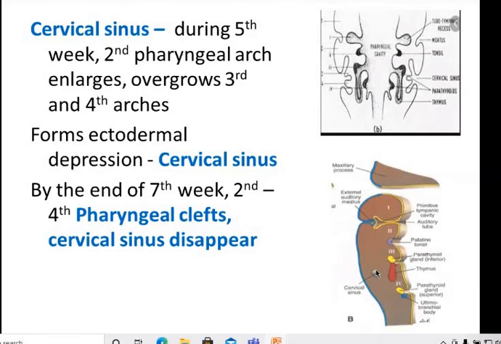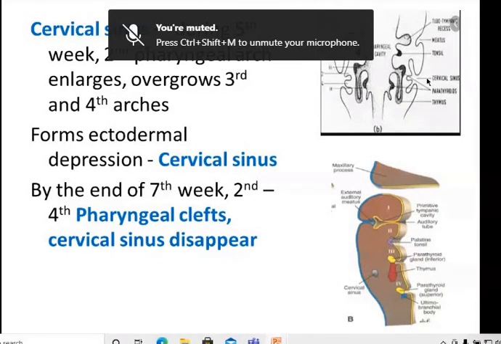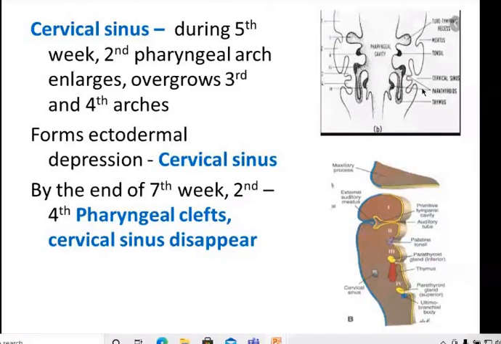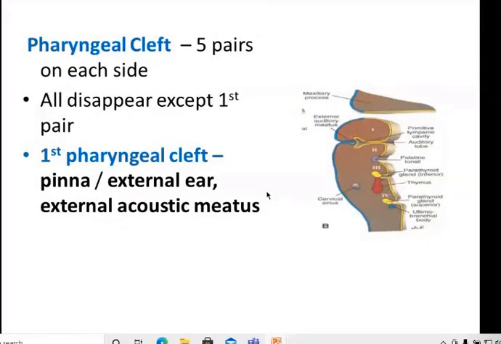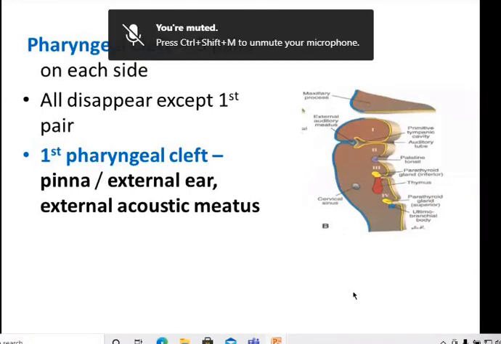You should know how the cervical sinus is formed. During the 5th week, the 2nd pharyngeal arch enlarges and overgrows the 3rd and 4th arches. That will give rise to this ectodermal depression, that is the sinus, which again will disappear at the 7th week, and remnants of this will give rise to the various congenital branchial cysts, fistulas, as well as sinuses. Only one cleft remains, the derivative being the external acoustic meatus, and also how the superior and inferior parathyroid glands, the thymus and the thyroid gland are formed.